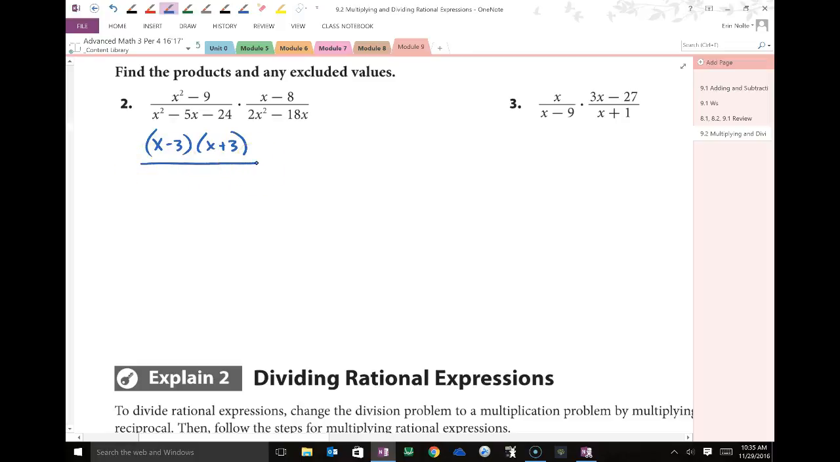Okay, what about the bottom of the left? What two numbers multiply to negative 24 and add to negative 5? Negative 8 and positive 3. There you go, negative 8 and positive 3.